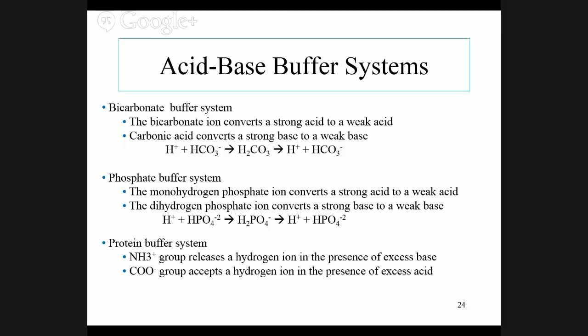So you have the hydrogen ion combining with the monohydrogen phosphate, which converts to dihydrogen phosphate. And in your protein buffer system, the NH3 group releases a hydrogen ion in the presence of excess base, while the COO group, the carboxyl group, accepts a hydrogen ion in the presence of excess acid.